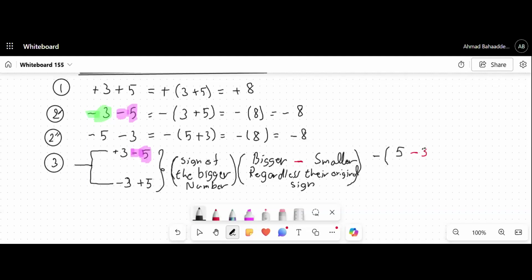And let me just make it this way, and then I close the bracket. So the answer here equals: I have a minus, and then 3 taken away from 5 gives me 2. So the answer is going to be minus 2. The answer here is minus 2.